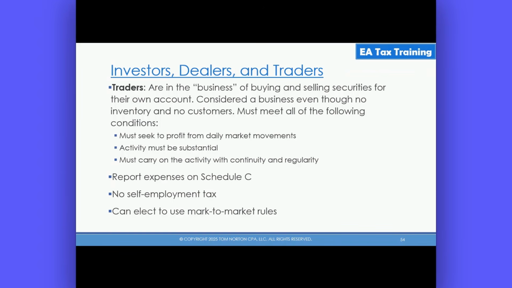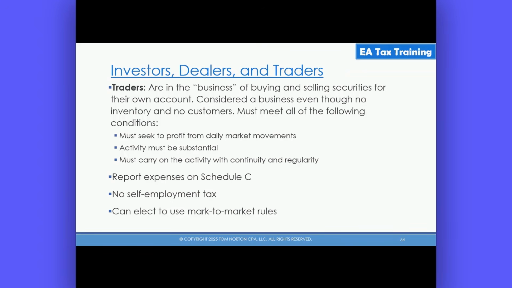In other words, they are treating this as a business. This is what they do for a living. They are doing it essentially full time, or it is their main activity that they are doing to make a living. That is what it takes in order to be a trader.